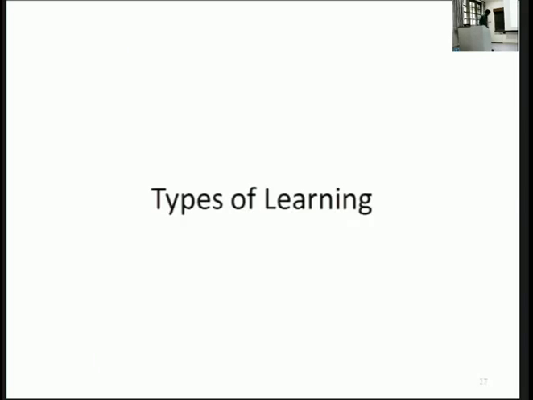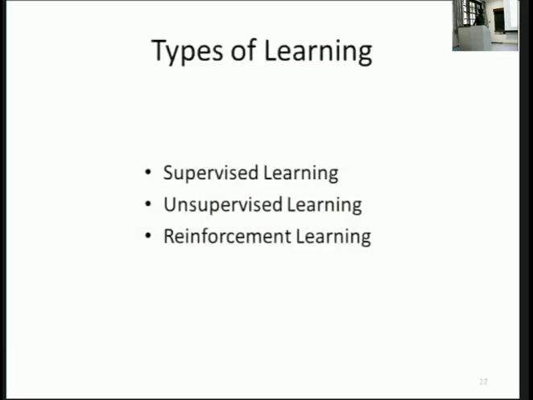So that's pretty much about feature extraction. I hope everyone got an idea about what feature extraction is. Next we'll go with the types of learning. Learning can be broadly classified into three: supervised learning, unsupervised learning, and reinforcement learning. I'll be mostly talking about supervised and unsupervised, and will skip reinforcement learning.